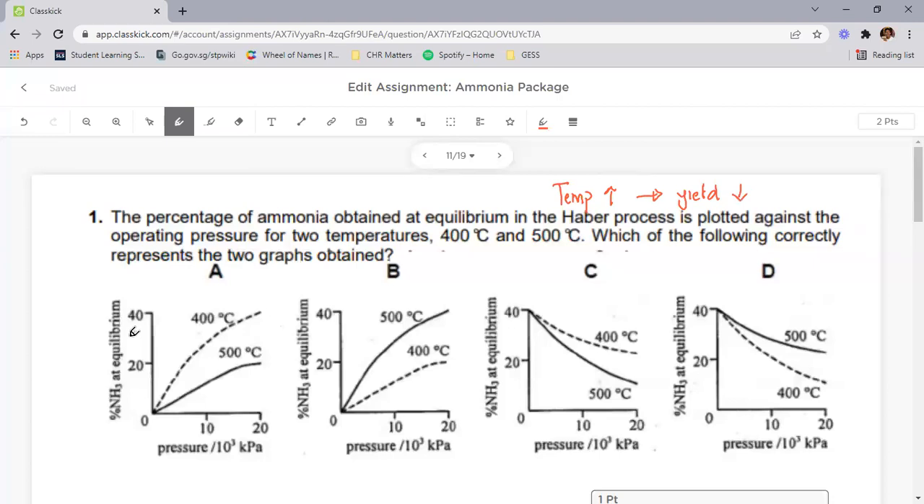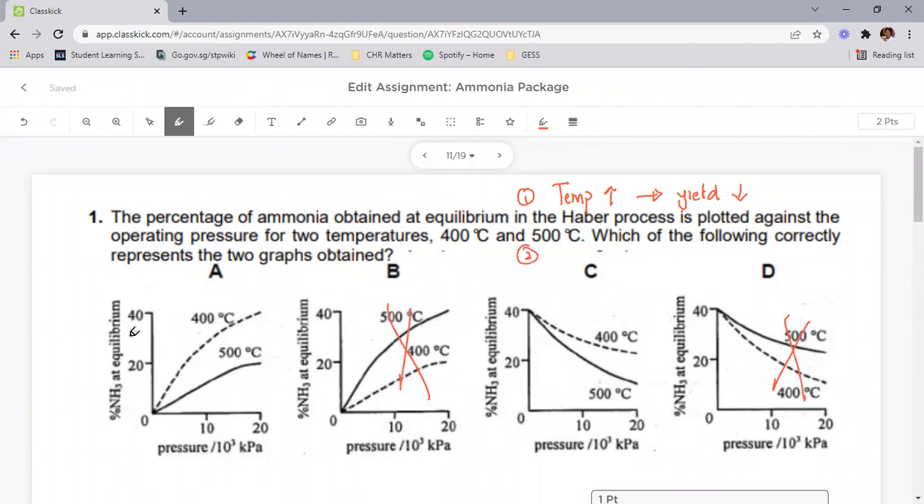So this is the first concept I was bringing. When the temperature increases, my yield will decrease because more ammonia will decompose. Therefore, my 400 should be above my 500 based on concept number one, because you can see this one, 400 has more yield than the 500. This one, 500 has more yield, so this one's out. This one's out.